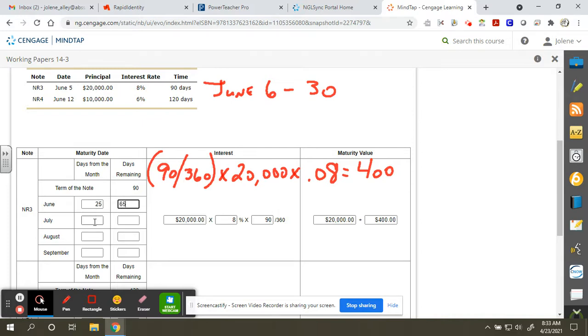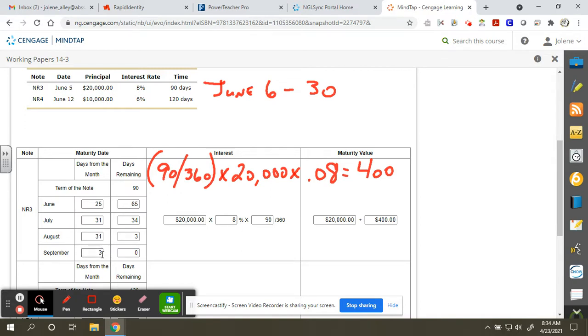Well, July has 31 days. August has 31 days. So now I'm going to take 65 minus 31, and that gives me 34. I'm going to do 34 minus 31. That gives me 3. That gives me only 3 days in September. And now I'm down to 0 days. So now September 3rd is the day that it's actually due.